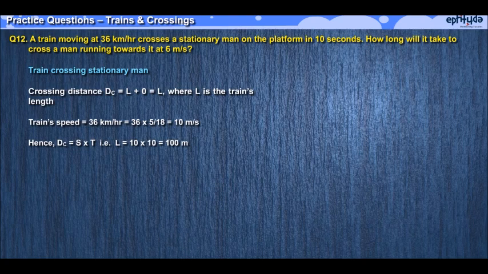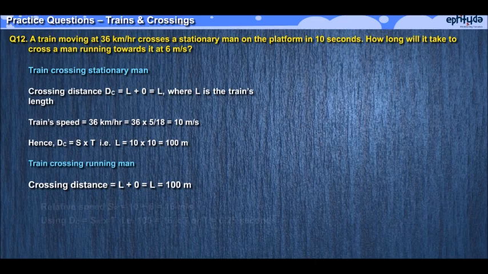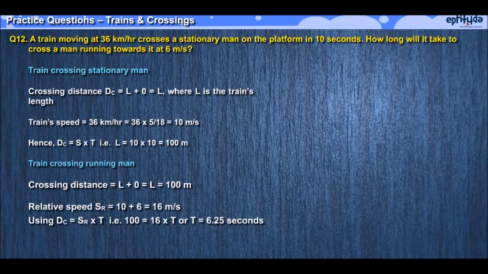Now let's use this in the second crossing situation. When the train is crossing the running man, note that the distance taken to cross will still remain the same, 100 meters. However, now we will use the concept of relative speed. Since the man runs towards the train, relative speed will equal the sum of these speeds. That is 10 plus 6 or 16 meters per second. Using this along with the distance, we get the time taken as 6.25 seconds.